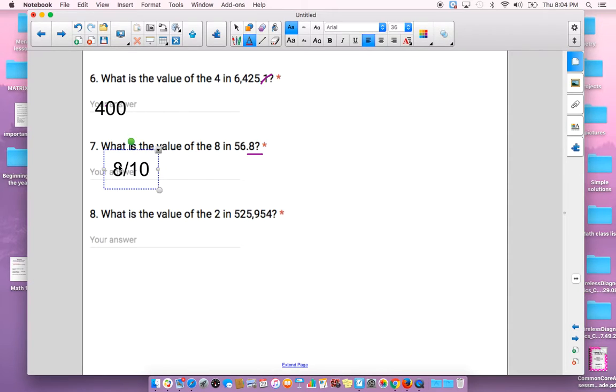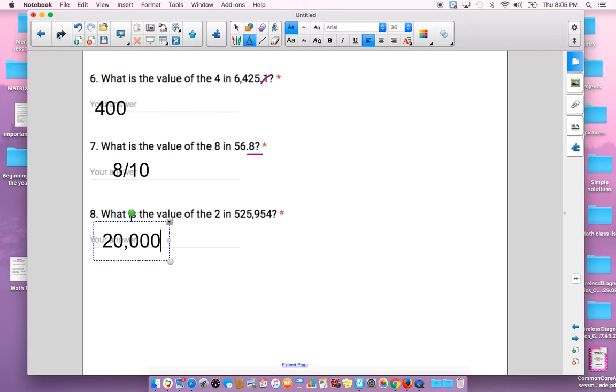8 fraction bar 10. What is the value of the 2? So let's come over here. There's no decimal here, so these are all whole numbers. On my ones place, tens, hundreds, thousands, 10,000. So I would come over here and write 20,000, because that would be the value of the 2, 20,000.